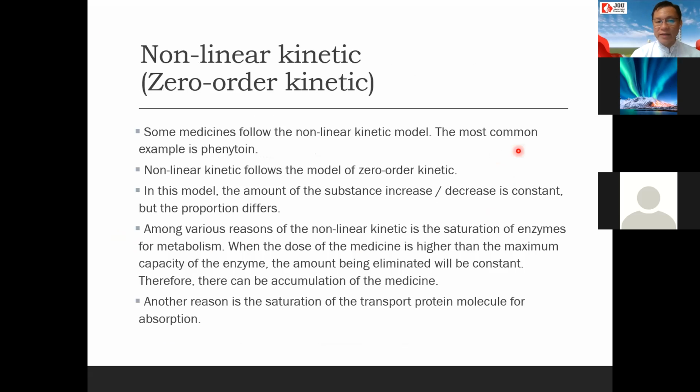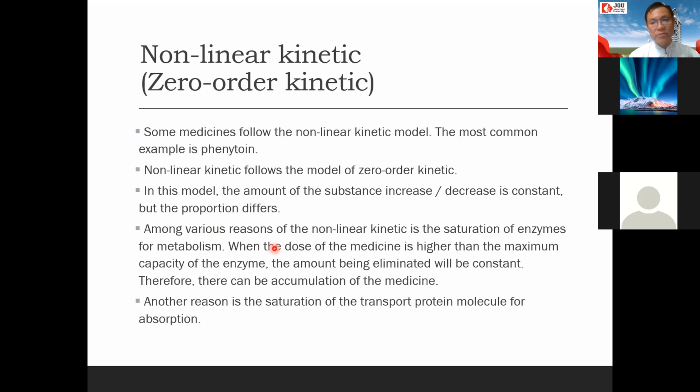What is non-linear kinetic? Some medicines follow the non-linear kinetic model. The most common example is phenytoin. Non-linear kinetic follows the model of zero order kinetic. In this model, the amount of substance increased and decreased is constant, but the proportion differs. I will show you in the table. Among the various reasons for nonlinear kinetic is the saturation of enzymes for metabolism.